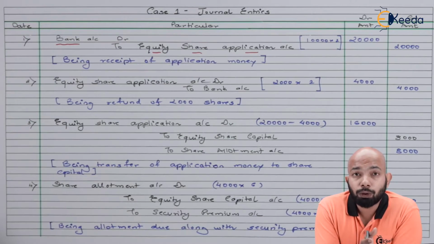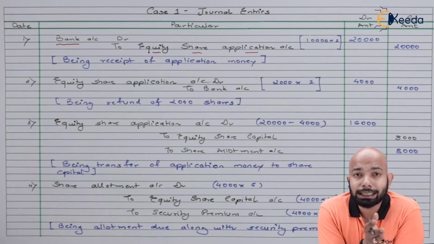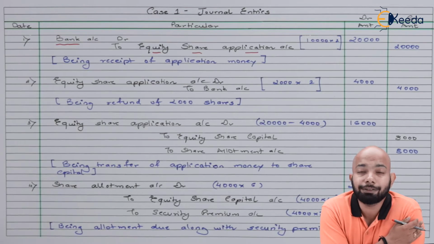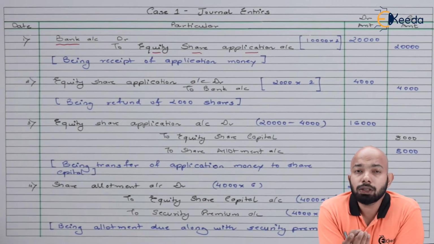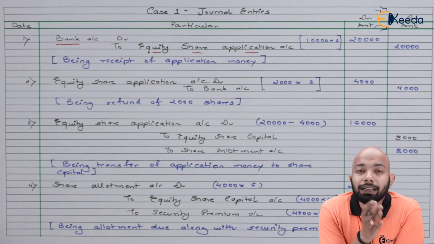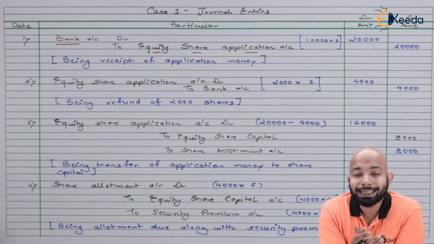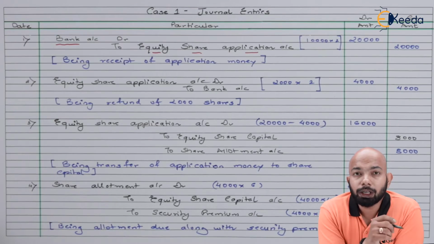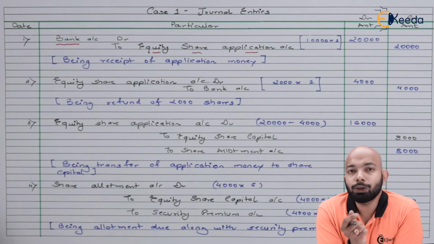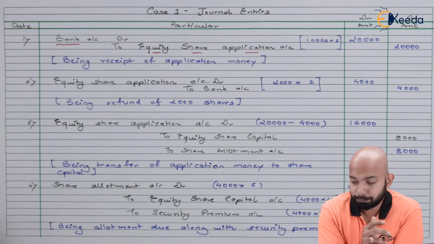The application was for 10,000. So the amount that is supposed to be taken here is 2 rupees on application. 10,000 multiplied by 2 is the 20,000 amount we have received here. So in total 20,000 we have received from the applications. Now the question also states that we had refunded 2,000 applications. That entry will be the reverse of the application entry. That means whatever we have passed as bank account to equity share application will reverse, that is equity share application to bank account here.